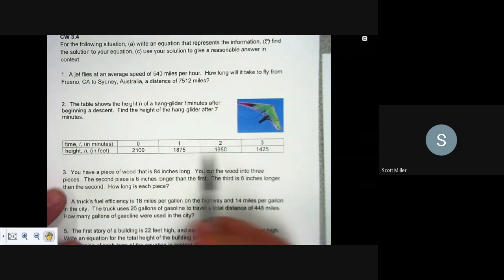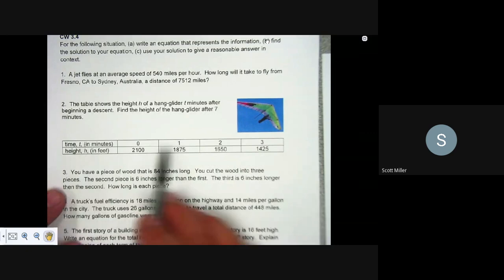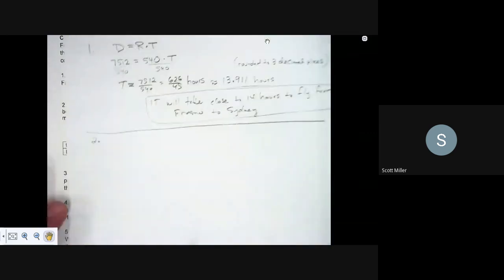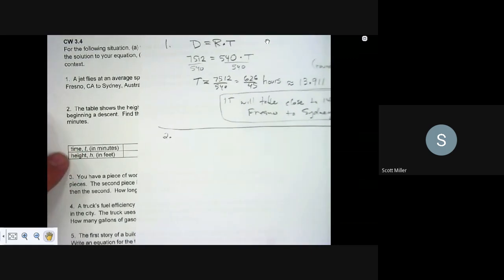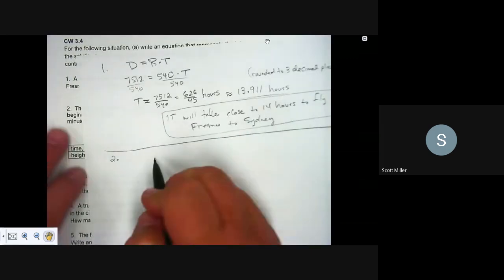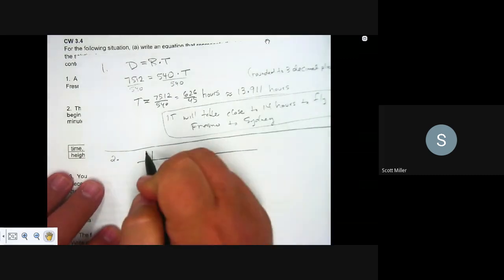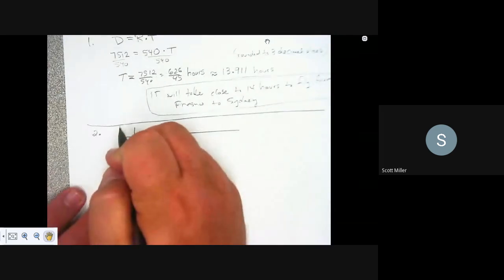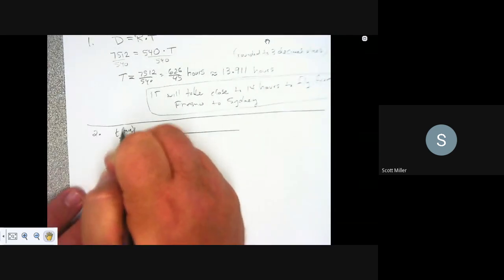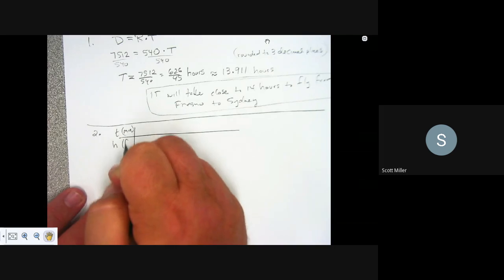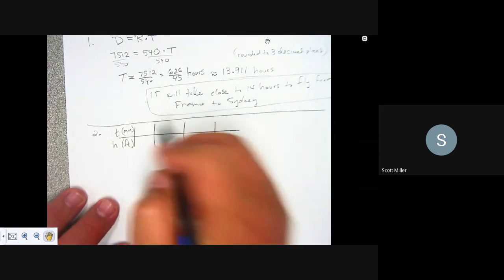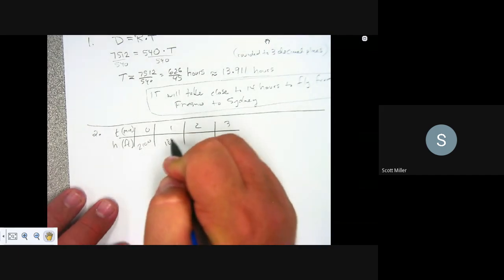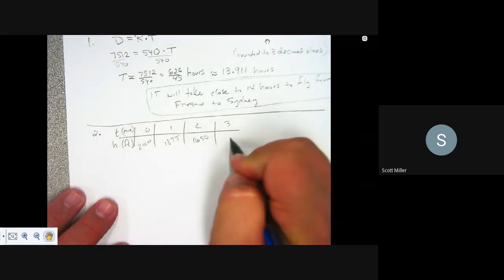And I give you this information right here about the height. This is the number of minutes, and this is the height of the hang glider. So I gave you variables to use, so you use the variables they gave you. This is in minutes, this is in feet. And so you can transfer this to our work page. This is organizing your data, which they gave you, into a table. So I have T, which is in minutes, and I have H, which is in feet. And this is what I had on here: 0, 1, 2, and 3, and 2100, 1875, 1650, 1425.